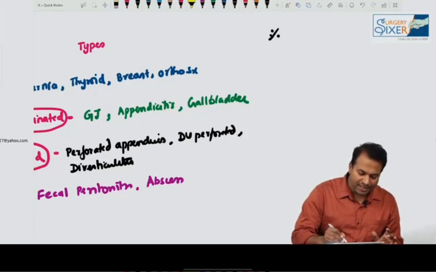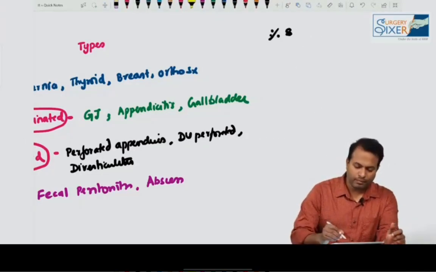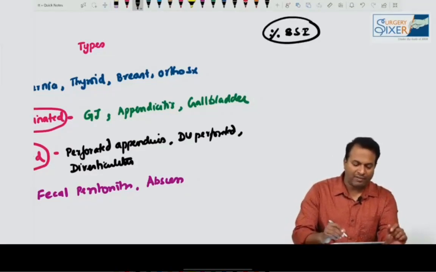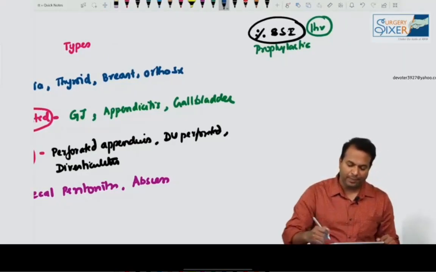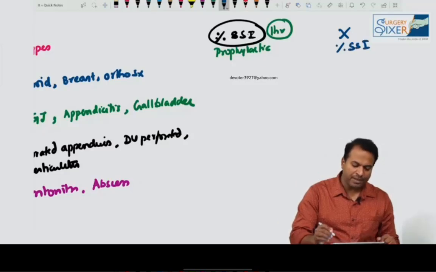When you operate these cases, you must know the percentage of surgical site infection. Always in all surgeries we give one antibiotic 1 hour before surgery, known as a prophylactic antibiotic. If you give prophylactic antibiotics, what is the percentage of surgical site infection in each, and if you don't give, what is it? This is a table from Medical Law, you should know it.